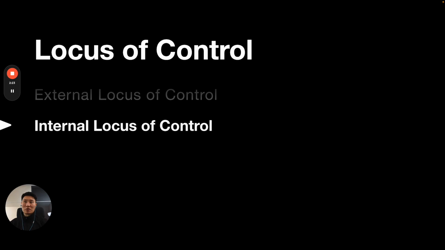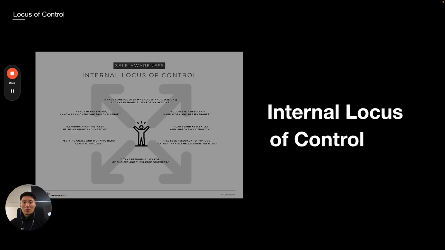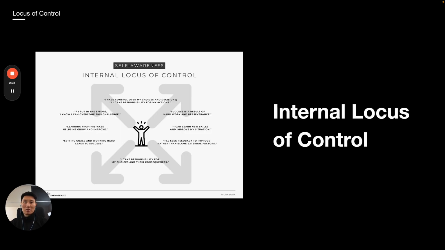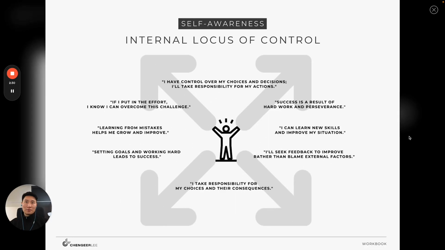Well, internal locus of control is the opposite. It's when you are the center. You are the center, and all these arrows show how the energy flows outwards. I have control over my choices and decisions. I take responsibility for my actions. I put in the effort and I can overcome this challenge. I learn from my mistakes.